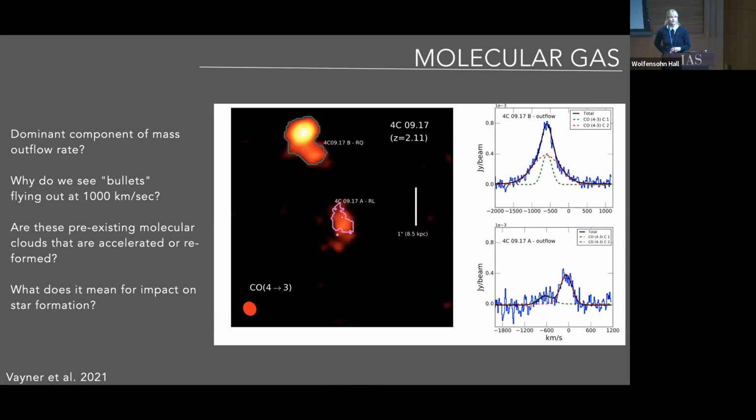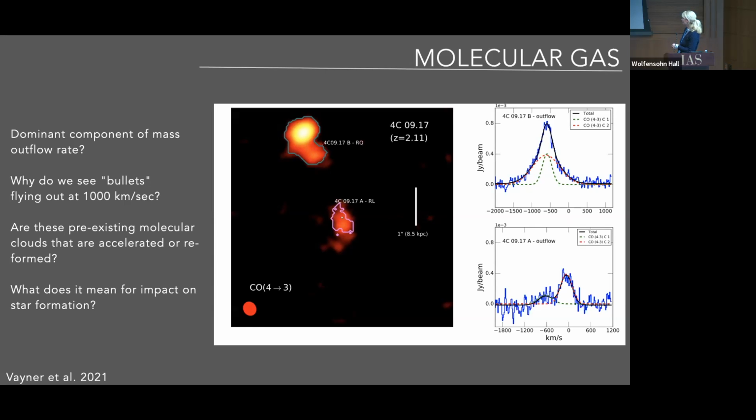The other gas phase that is important to look at is the molecular gas phase, which may be the dominant component of the mass outflow rate. It's an important component because that's the phase out of which stars form. So we want to understand how feedback actually regulates star formation. We need to understand what the molecular gas phase does.